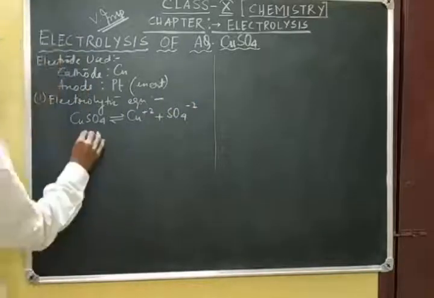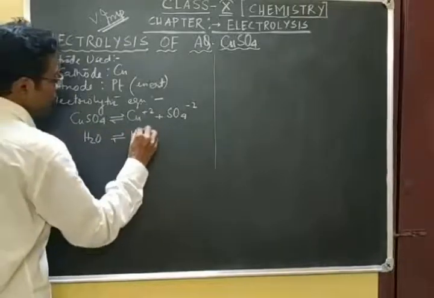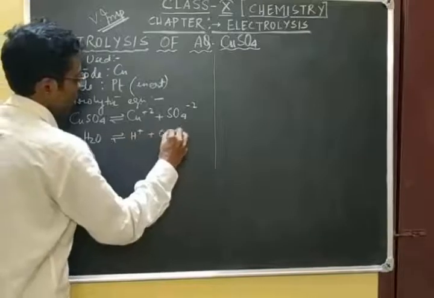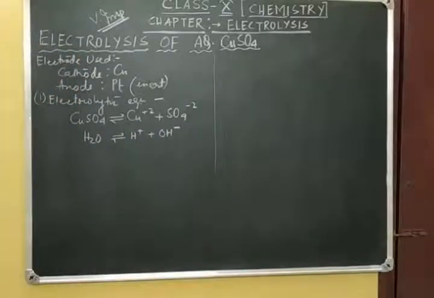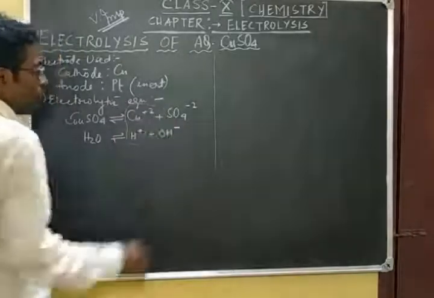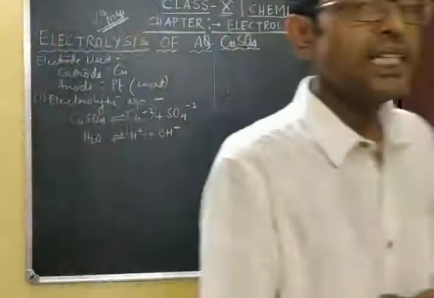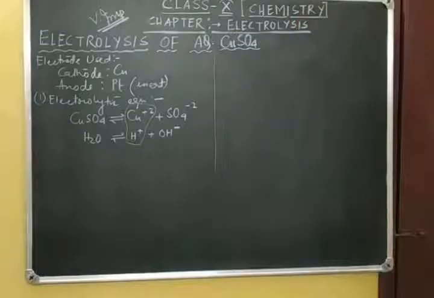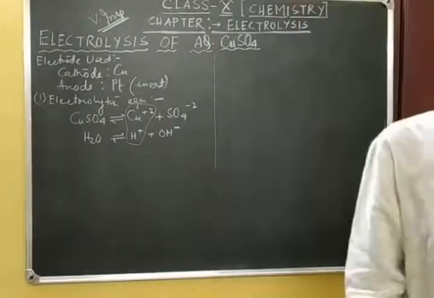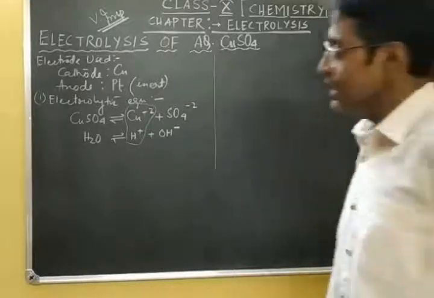2, and water will be dissociated as H plus and OH minus. Then, with the same reasoning, you have got 2 cations and 2 anions. Between the cations, you have got copper and hydrogen, and copper is placed below hydrogen in the activity series. That's why at the cathode, copper will be liberated. So the reaction at the cathode, you should write it like this.